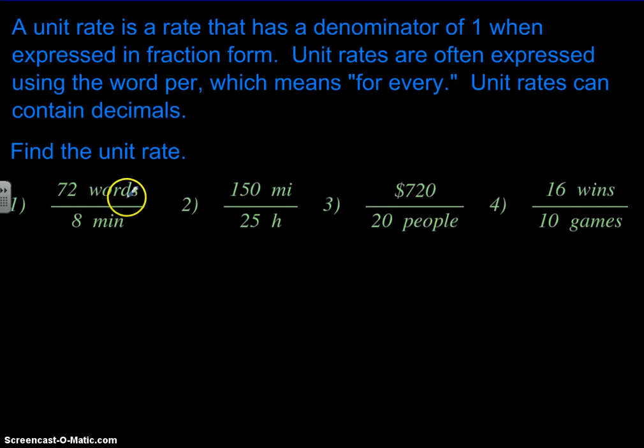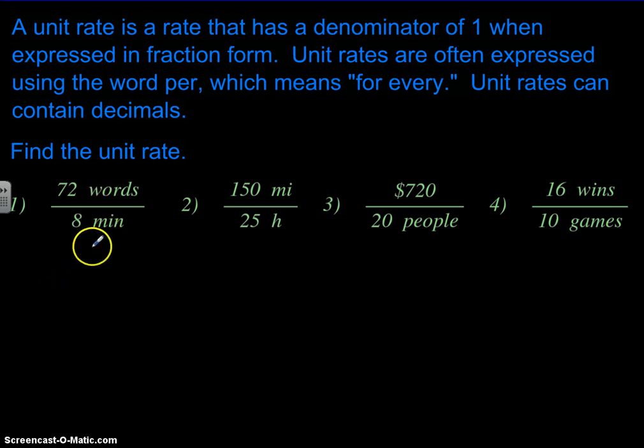Okay, next. These are called unit rates. What we want to do is change each of these rates to a unit rate. Now, the difference between a rate and a ratio, a rate compares two different units of measure. So here we've got words compared to minutes, miles compared to hours, dollars compared to people, wins compared to games. So a rate compares two units of measure. And to make it a unit rate, what we want to do is make the denominator 1.